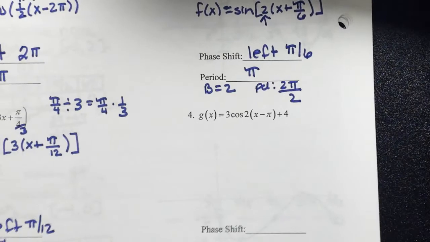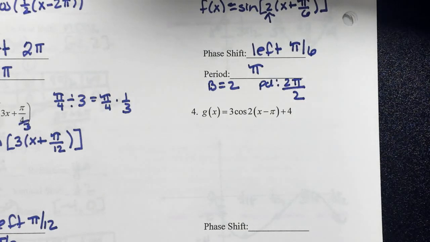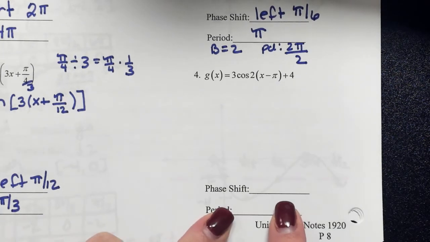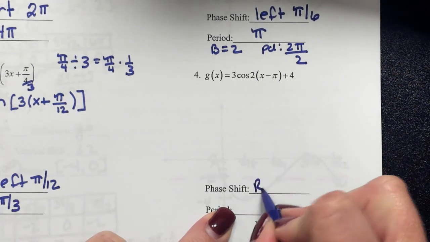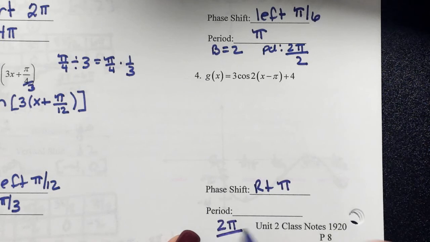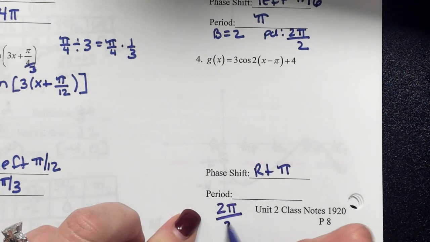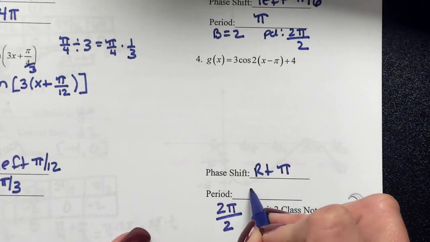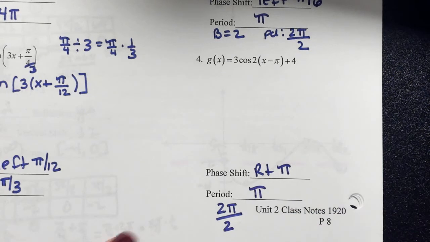Now look at number 4. Is there anything to factor out in number 4? It's already factored out, exactly. So what's your phase shift going to be? Your phase shift's going to be what? To the right pi. And what's your period going to be? Your period's going to be 2 pi divided by, what's that b value? 2. So your period's going to be what? Pi. So any questions on the rewriting that's going to need to be done when you have phase shifts?